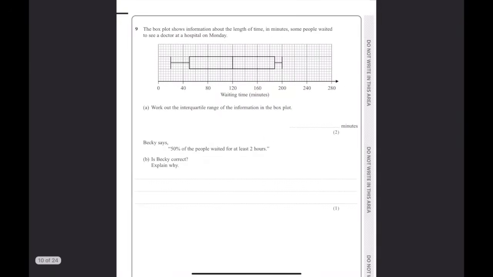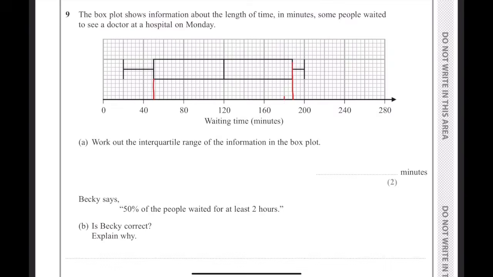Here we have a box plot, and we need to work out the interquartile range. So the interquartile range is going to be the upper quartile minus the lower quartile. So this will be 180. So the upper quartile is going to be 188 because each square represents 4, and the lower quartile will be 50. So 188 minus 50 is equal to 138.